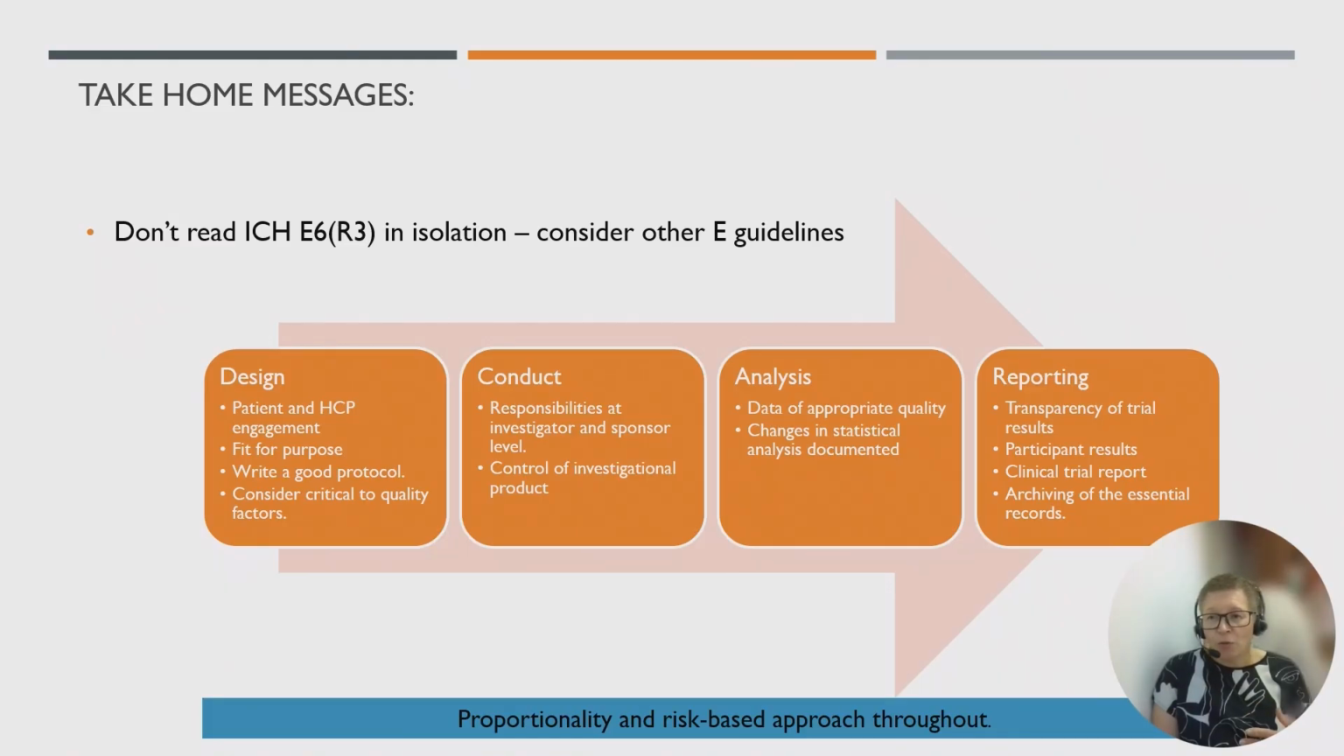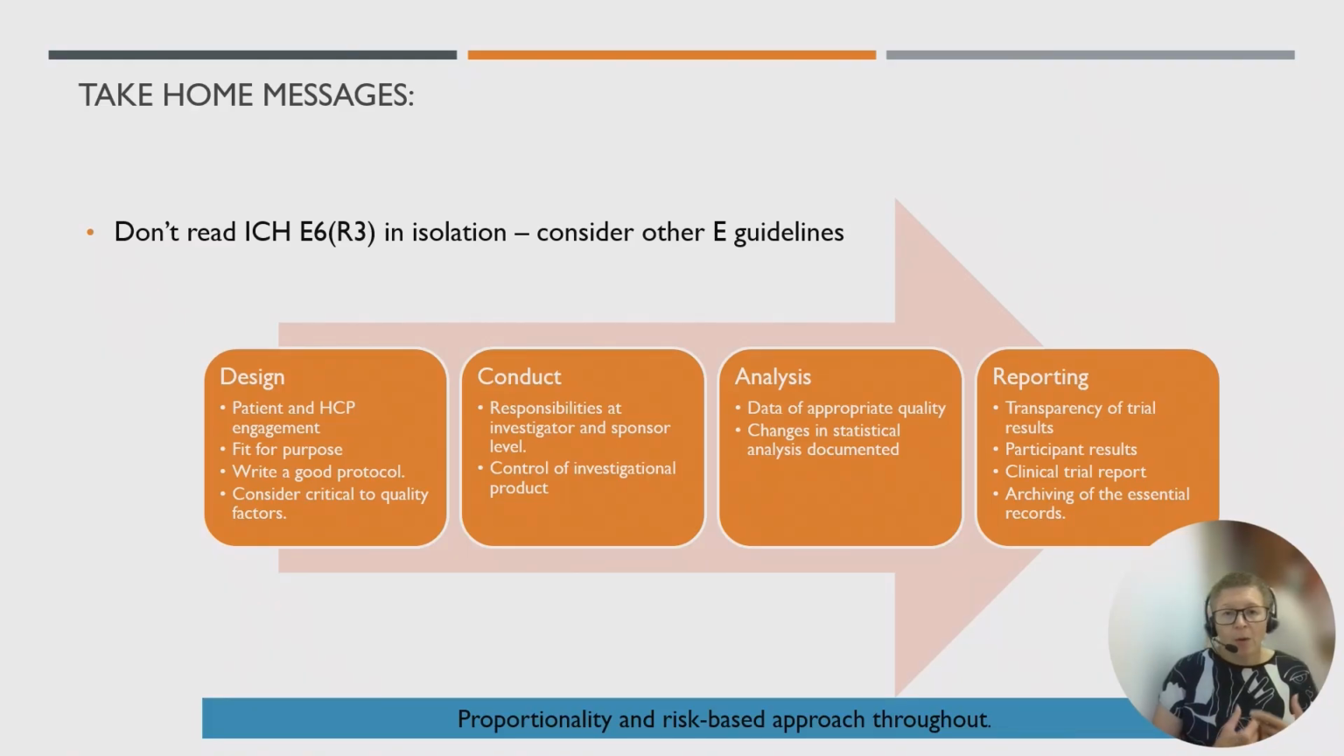So for instance, you've got the E9 statistical analysis, you've got E9R1 about the use of estimands. So think about these other guidelines that you need to think about from protocol writing to actually the writing of your clinical trial report. Of course, the clinical study report is in E3. So don't read E6 in isolation. Think about those other efficacy guidelines.